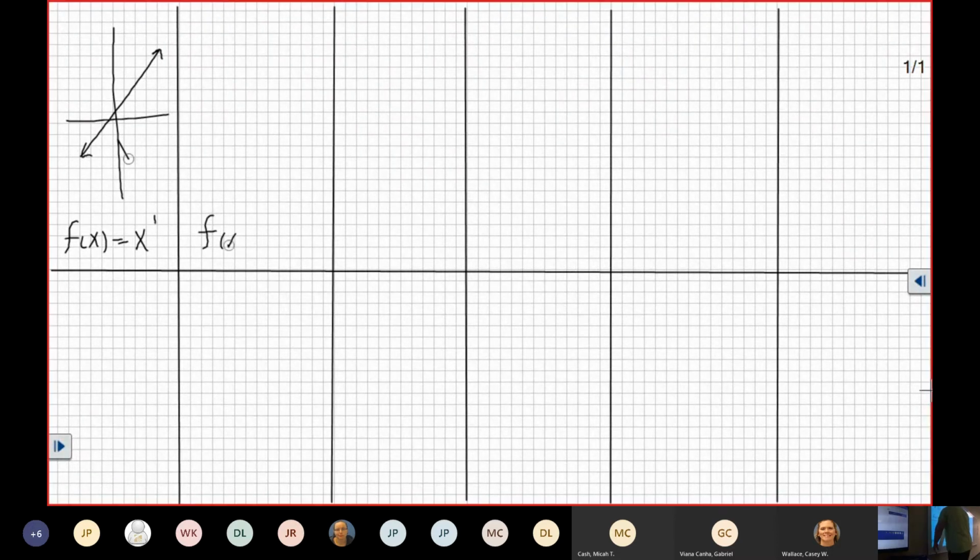F of x is equal to x squared. That gives you our parabolic function.